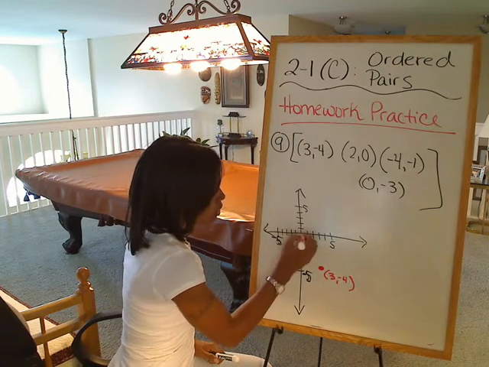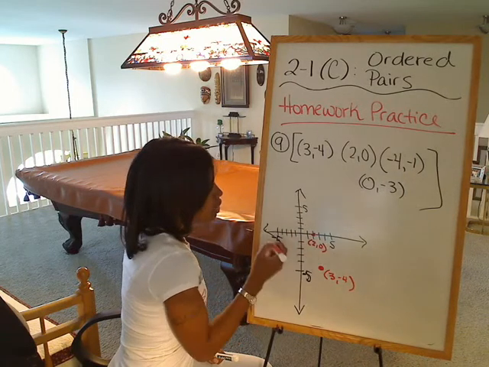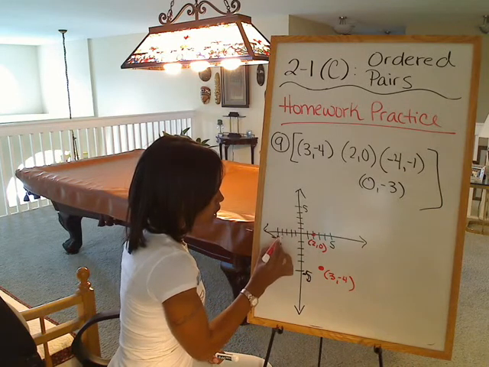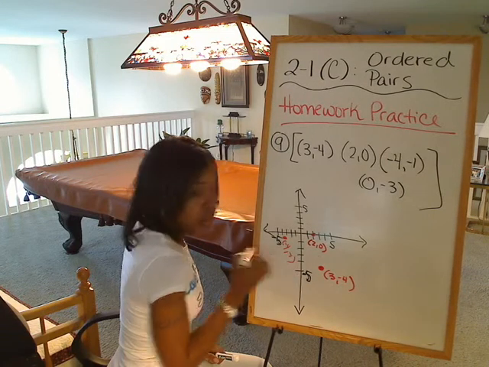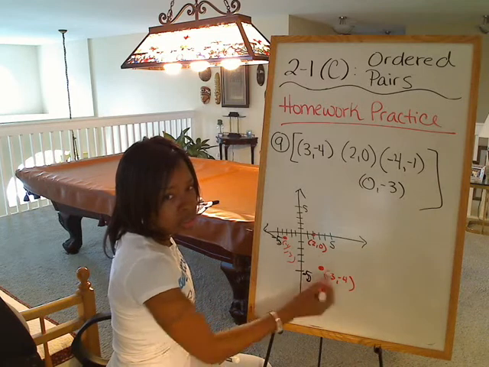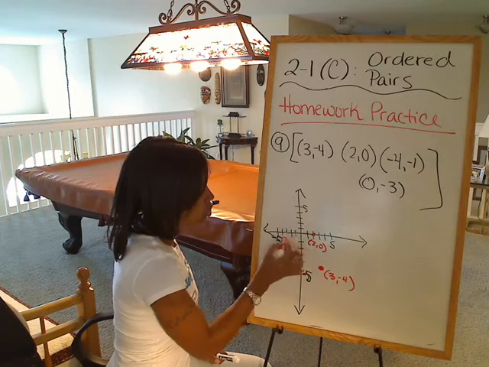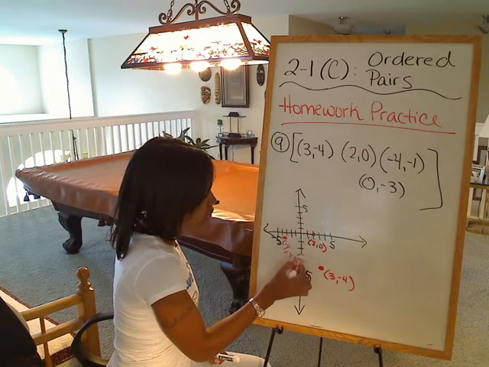2, 0 would be 2 and stop right there for 0. -4, -1 would be over to -4 and down to -1. And I know you probably can't see the numbers, but at least you can tell which direction I'm going in. 0, -3 would be 0 means you don't move left, you don't move right. -3 means you go down 3.